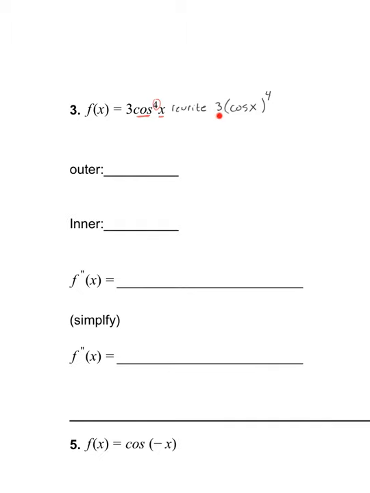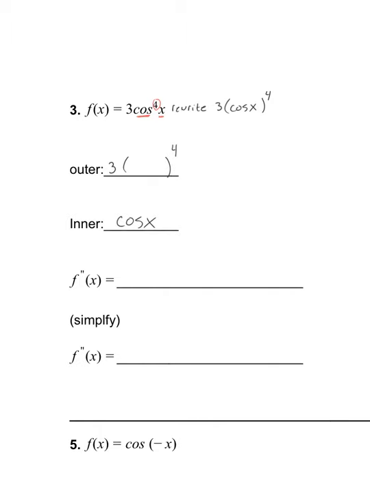Now, this coefficient, in the derivative world, the coefficient always comes along for the ride. So make it part of your outside function. Then you won't forget about it. So the 3 comes along for the ride, and the outside function is something to the fourth. The inside function, and it even looks like it's on the inside, is the cosine of x. All right? So the outer function is something to the fourth, the inner function is cosine of x.